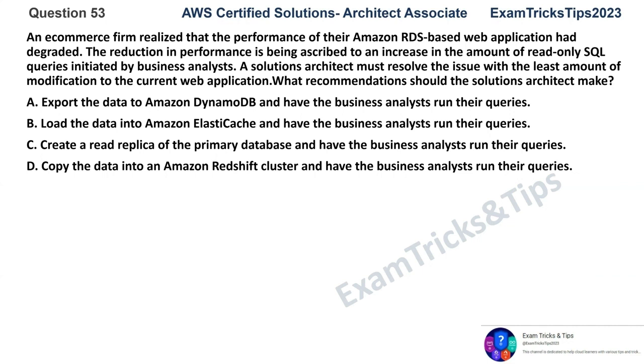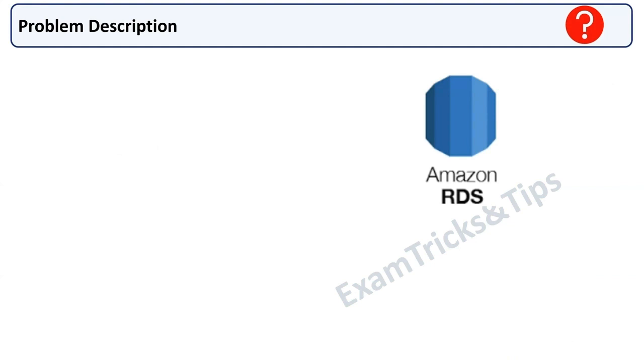A solution architect must resolve the issue with the least amount of modification to the current web application. What recommendation should the solution architect make? What is the problem description here? So we have a database that's getting overloaded due to a reporting system that's doing read operations. It's causing performance issues for the primary read write operation.